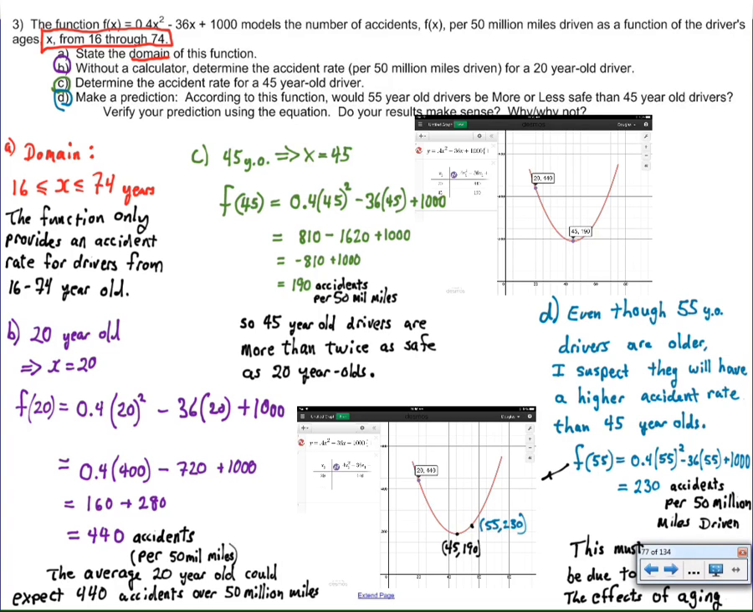And then I try to offer my explanation, and the whole purpose of this is to indicate that I'm thinking about what my answer means in the real world. So the reason why 55-year-olds must be less safe, it must have to do with the effects of aging. Eyesight's changing, reaction time's changing, whatever it is. That's probably explaining why the accident rate started to increase after it had dipped initially.